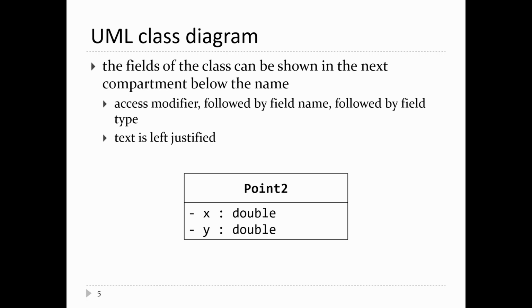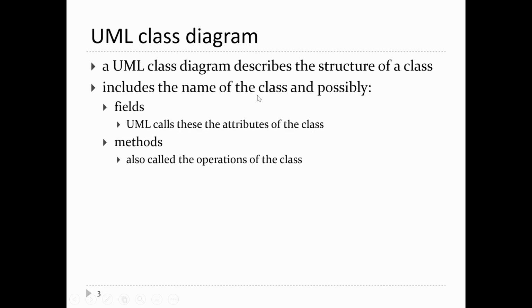If you want to, you can illustrate the fields of an object. Right? So for the point 2 class, right, we have 2 fields, x and y. Now, UML is language neutral, so it's supposed to be able to describe any object-oriented program written in any object-oriented programming language. So the names that UML uses are often different than what Java uses. Right? So for example, the fields UML will call attributes. And the methods UML will call operations.